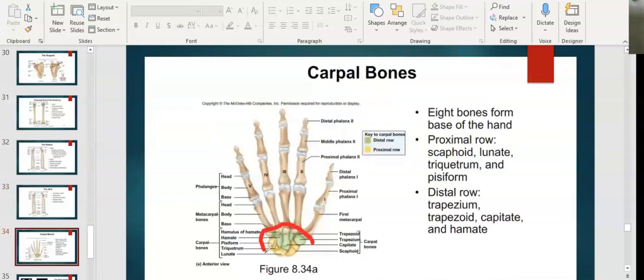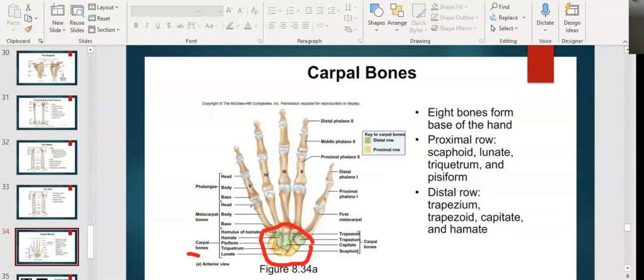The bones that you have in your wrist, all of them, are going to be called carpal bones, right? You can see right here, carpal bones. Those are going to be the carpals. They have their own individual names: trapezium, trapezoid, capitate, scaphoid, lunate, pisiform, hamate, and triquetrum.